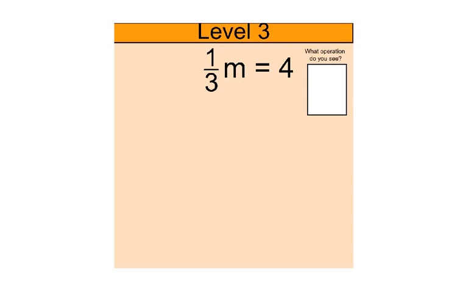Okay, tell your neighbor what this question is asking. Pause the video now. All right, you should have said 1/3 times what number is equal to 4. So what is the operation we see? It's timesing by 1/3. What is the opposite of timesing by 1/3? Tell your neighbor now. Good, it's divide by 1/3. So I'm going to draw my little fence here. I'm going to get rid of the dashes because it was kind of messy. And I'm going to divide by 1/3 and divide by 1/3.